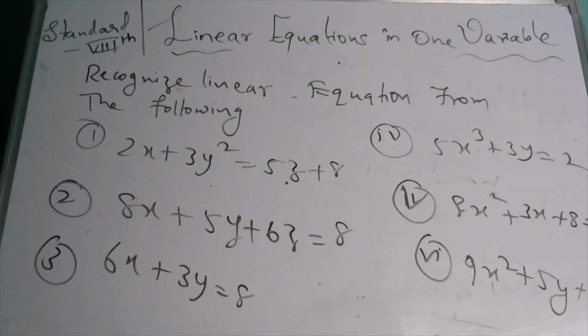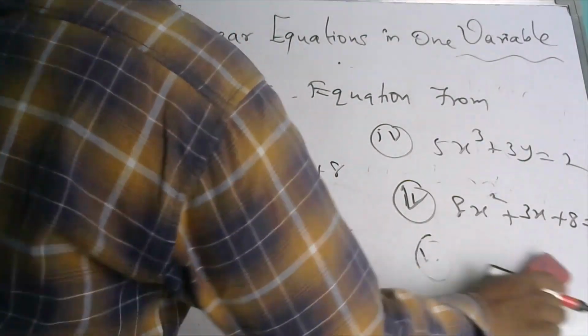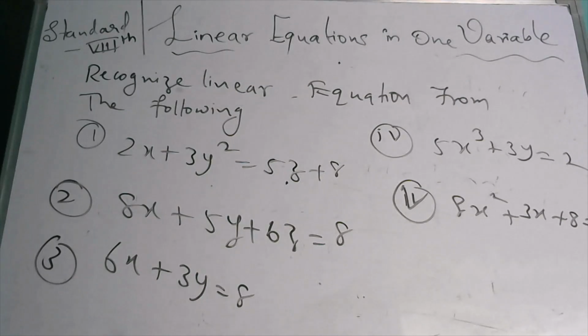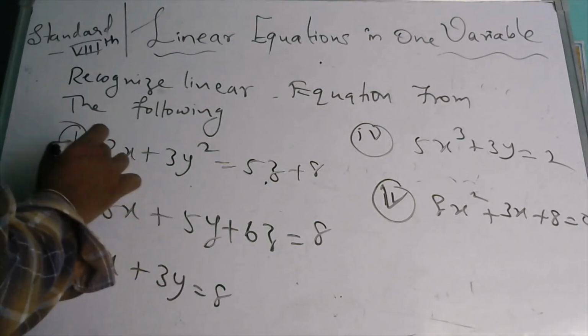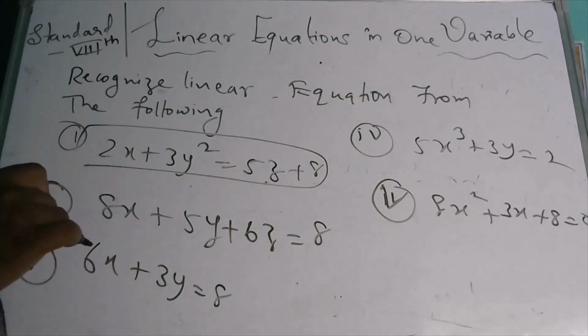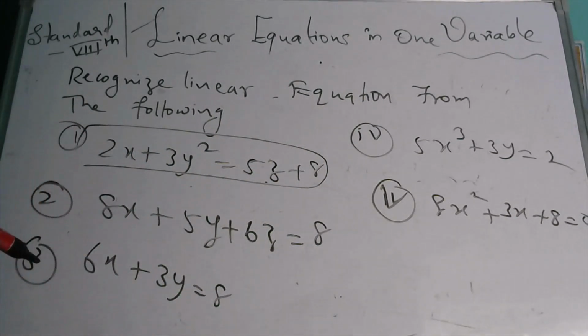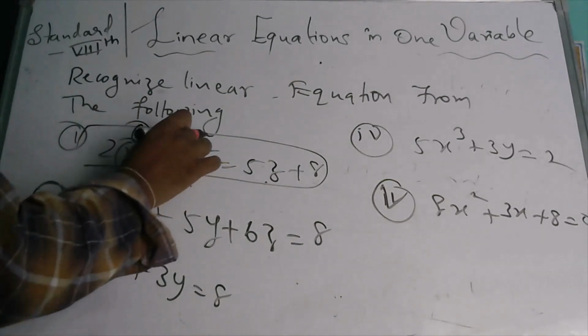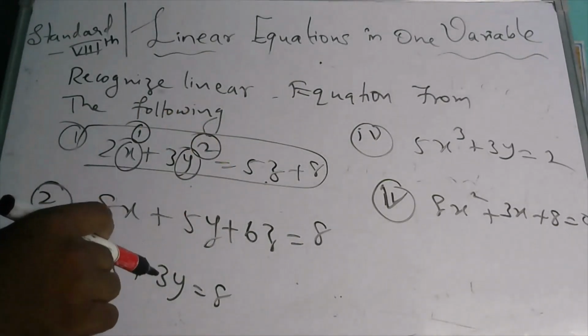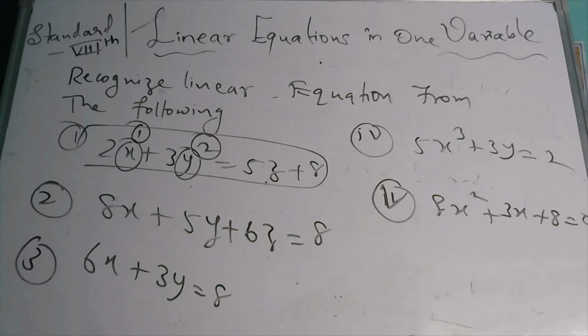So, how to recognize this? Is this a linear equation? First, how to recognize it? First, you have to check the powers of variables. So x power is 1 here, y power is 2 here. So what is our condition? Our condition is powers of variables must be equal to 1.